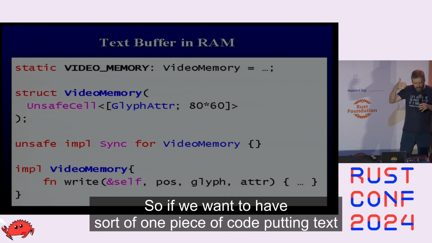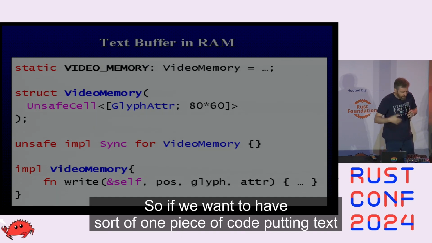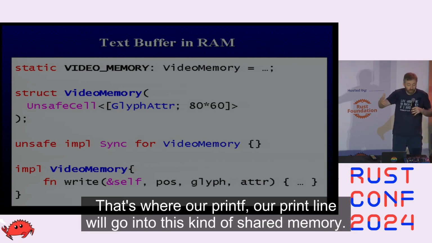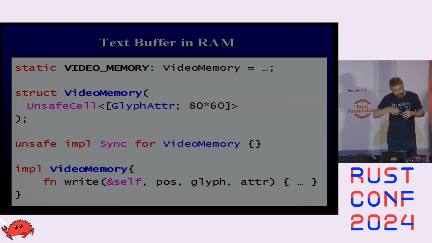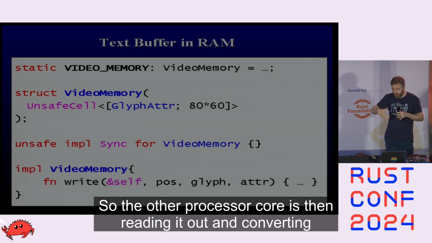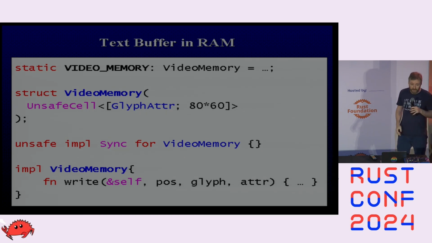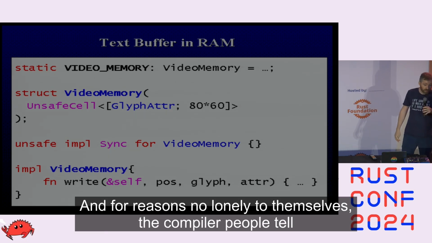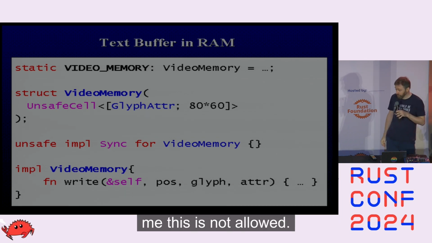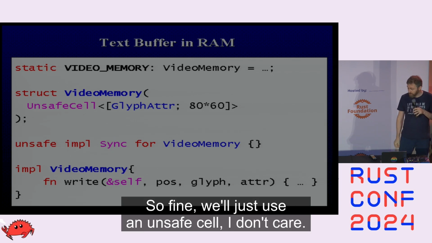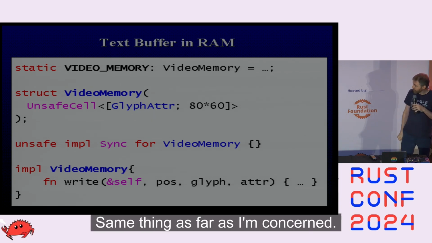So if we want to have one piece of code putting text into memory, that is the text we wish to display, that's where our printf, our println will go, into this shared memory. And then I've got 2 processor cores, so the other processor core is reading it out and converting it into graphics. And this used to be a static mut, and for reasons known only to themselves, the compiler people tell me this is not allowed. They were so upset with it that they added warnings to the compiler and all my code stopped building. So fine, we'll just use an UnsafeCell. I don't care, same thing as far as I'm concerned.